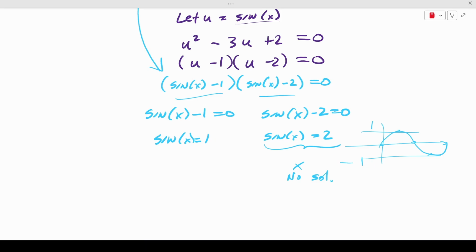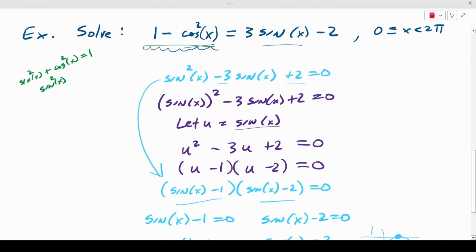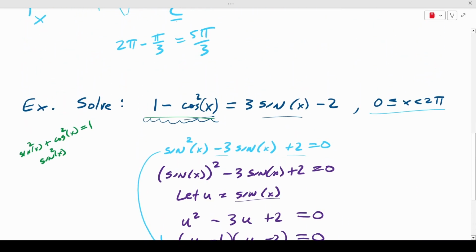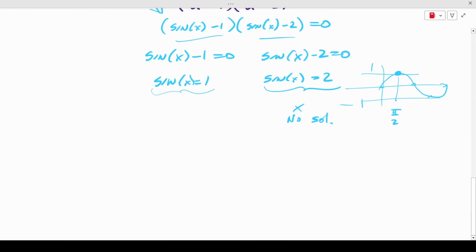So the only solutions to this entire equation are going to come from this part right here. And this, well, I just sketched it out right here. When is sine of x 1? Right here at pi over 2. That's the only time in one revolution, and we were asked to do it for one revolution. It's the only time that sine of x is 1 at pi over 2. So that's our final answer. X equals pi over 2.